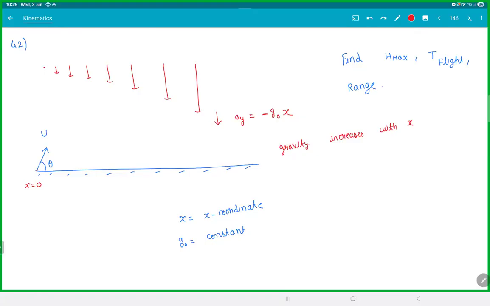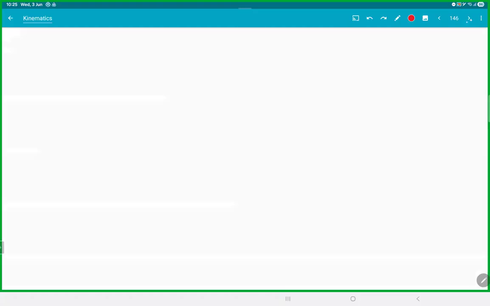Okay, let me tell you something. I'll do something, let's see what you think about it. So this guy is projected with u and theta. The gravity was g naught x. So your acceleration was minus g naught x. So I will write this as v dv by dx is equal to minus g naught x. And then I will do v dv is equal to minus g naught x dx.